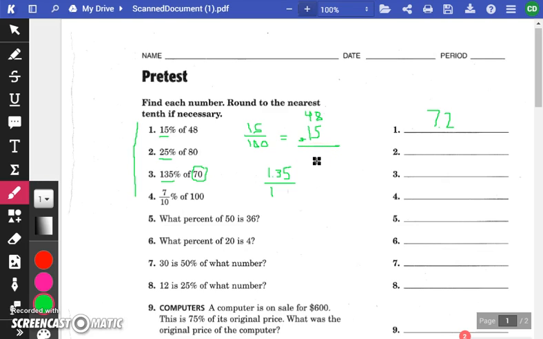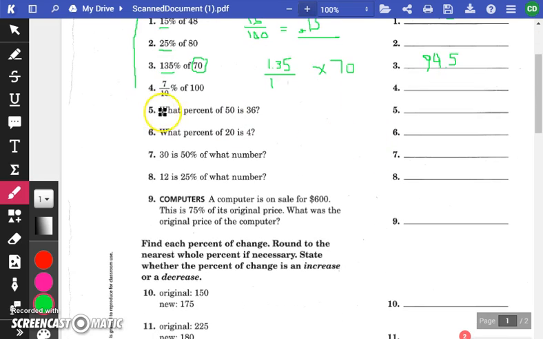I said multiply, I meant simplify. My apologies. So basically, you are going to be multiplying 1.35 times 70. Okay, and I believe it turns out to be 94.5. You may use a calculator on tests. Even the CASP, they will give you a calculator.